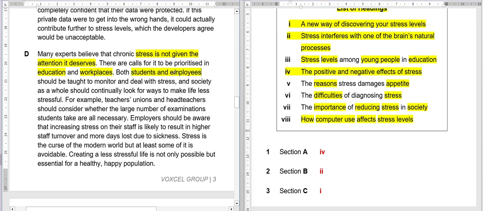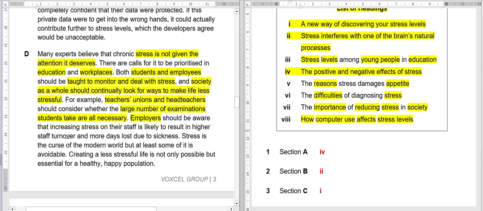So they're saying that both students and employees should be taught to monitor and deal with stress. And society as a whole should continually look for ways to make life less stressful. For example, teachers unions and head teachers should consider whether the large number of examinations students take are all necessary. So it should be on teachers unions and head teachers. They should decide whether the large number of examinations are necessary or not, or whether they are just doing it for the sake of doing it. Employers should be aware that increasing stress on their staff is likely to result in higher staff turnover and more days lost due to sickness.